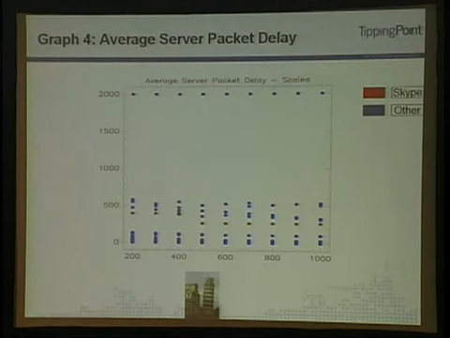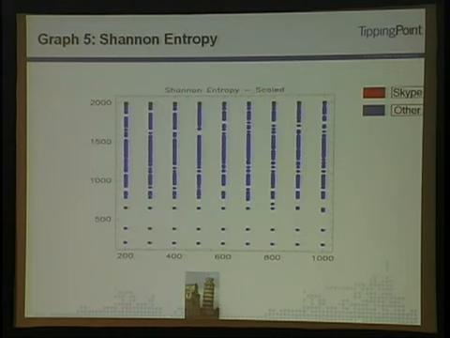And then the average server packet delay is the same thing going the opposite direction. You'll note that it's once again falling into a very distinct range. It's very easy to spot where that is in the graph. And it's not just Skype. We actually did this with several protocols.